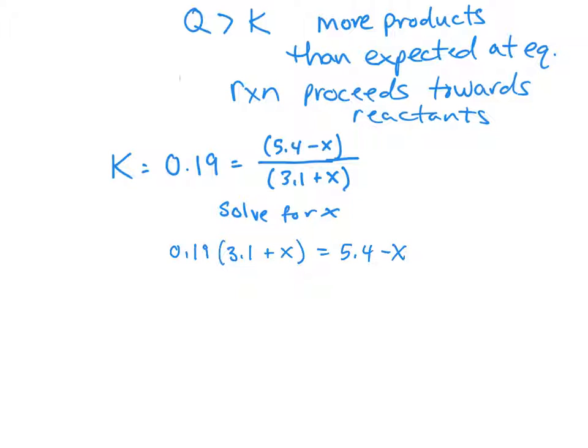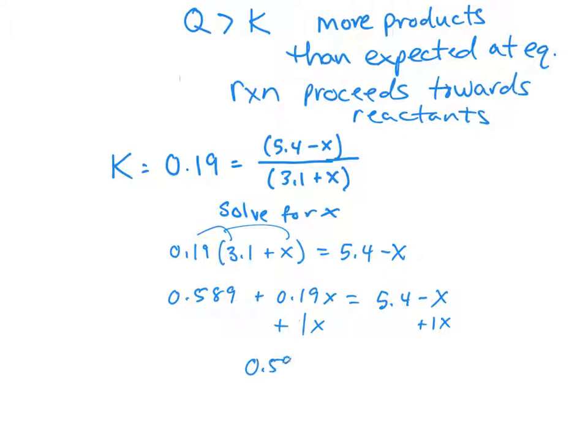0.19 times 3.1 is 0.589. So plus 0.19x equals 5.4 minus x. Okay. Now we're going to get our constants with x on one side and everything else on the other. So we're going to do plus x, plus 1x, plus 1x. Everyone see why this is 1x? It's just x. It's 1x. So we'll have 0.589 plus 1.19x equals 5.4.